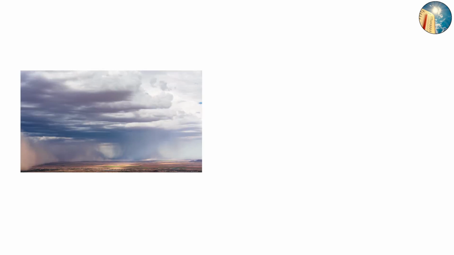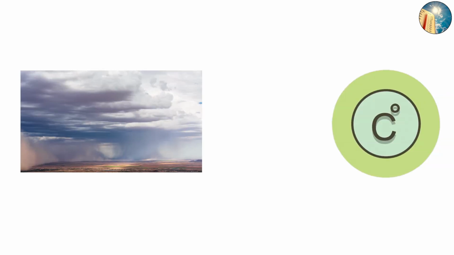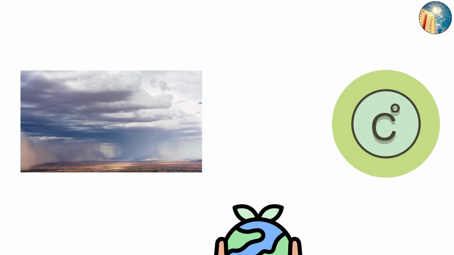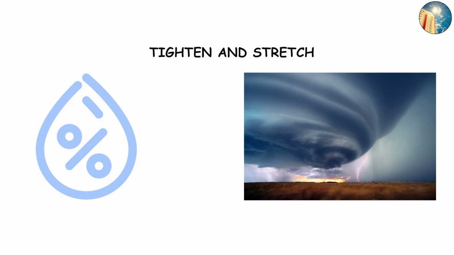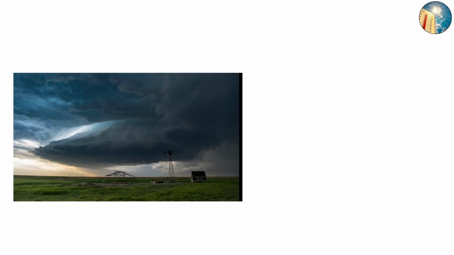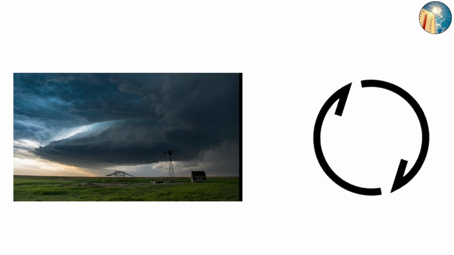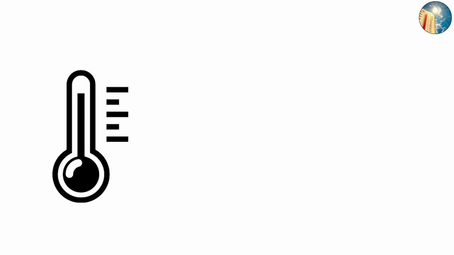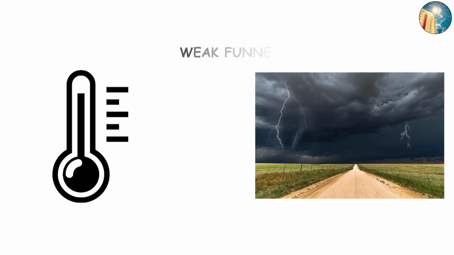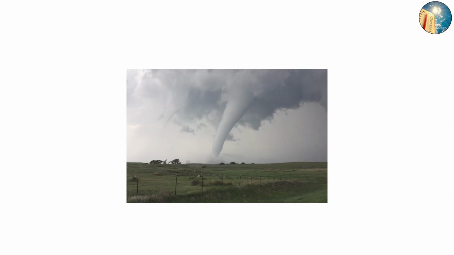Studies show that when the RFD is about 3 to 6 degrees Celsius colder than the surrounding environment, the contrast in air density helps tighten and stretch the storm's rotation. In simple terms, the RFD gives the storm just enough push to start spinning faster, much like an ice skater pulling in their arms to spin more rapidly. This delicate temperature difference can decide whether a storm produces a weak funnel or a violent EF5 tornado.